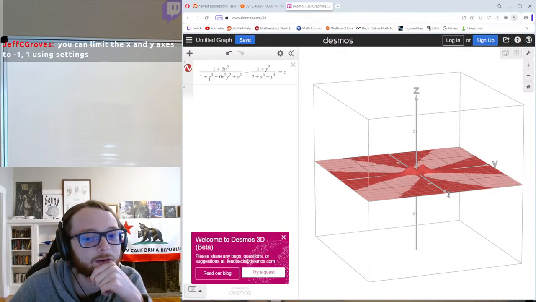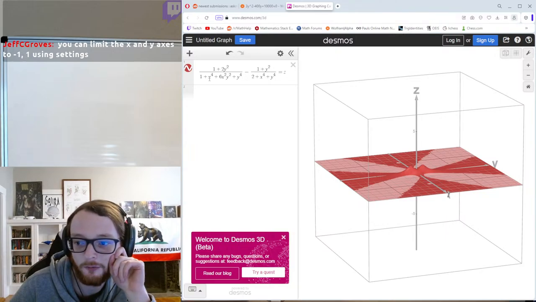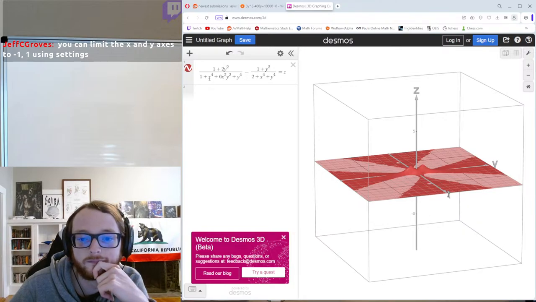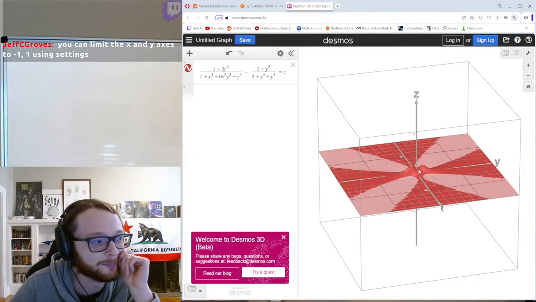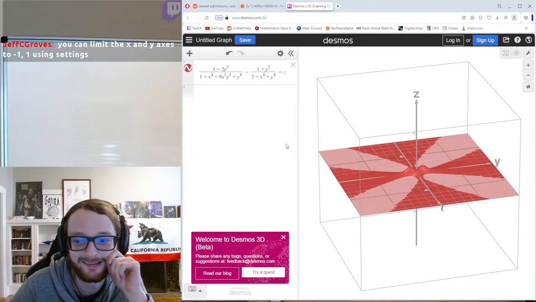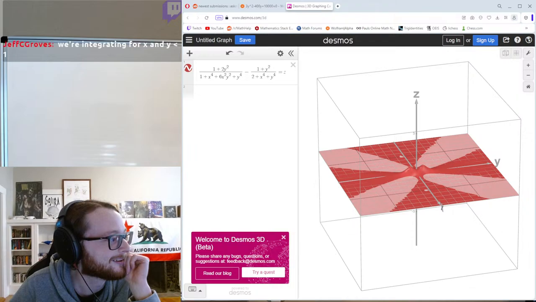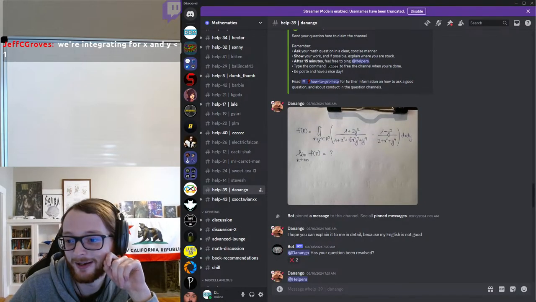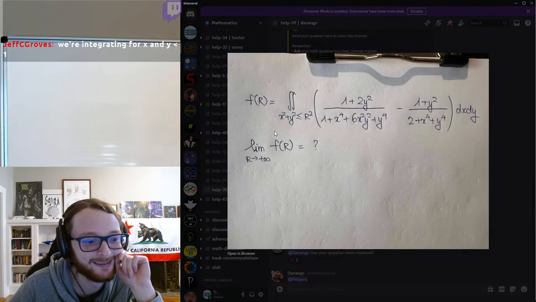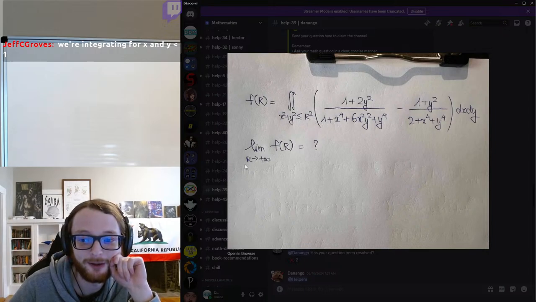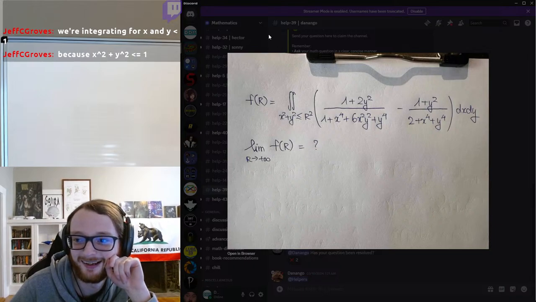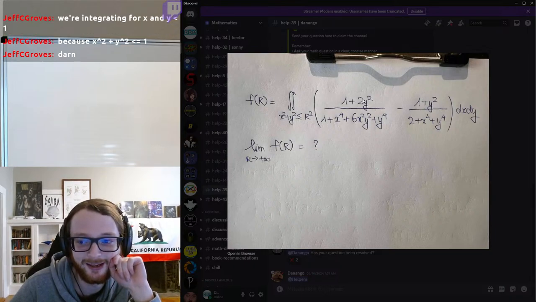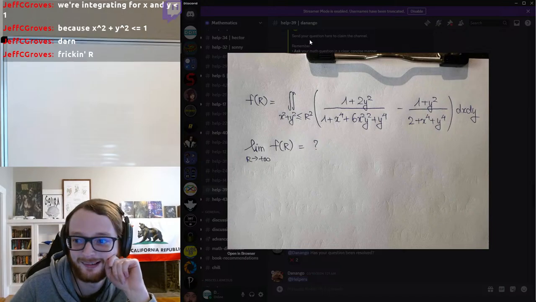Limit the xy axes to -1. I mean, the integral is limited to -1, though. Oh, if you just want the hubba hubba, maybe. Oh, no, we are not. Check again. It is less than r squared, and we're doing the limit as r goes to infinity. Either way, just integrating it is kind of a pain.